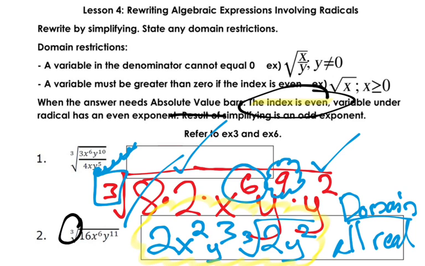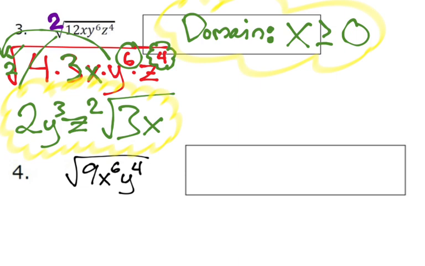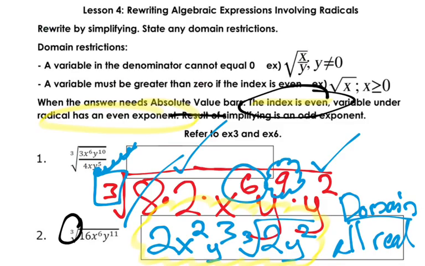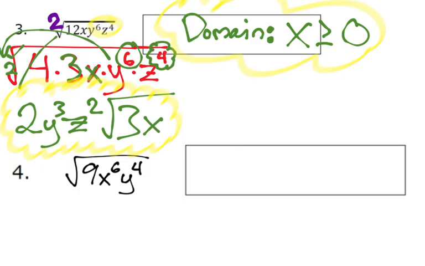If the index is even and the variable under the radical has an even exponent, well, let's take a look. Oh, look at that. In the original problem, we had even exponents underneath the radical sign. Jumping back, the result of simplifying is an odd exponent. In reading this right now, I see I made an error with the answer, and that's part of doing all of this in one take.